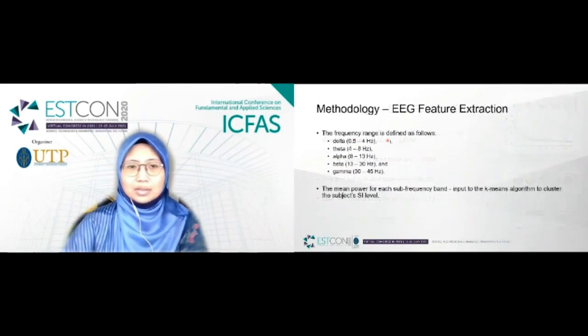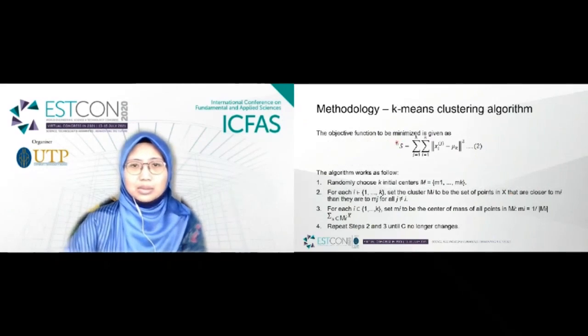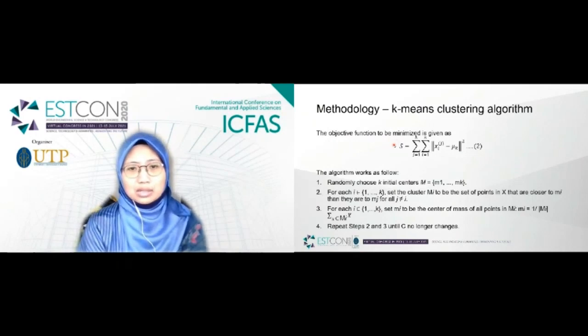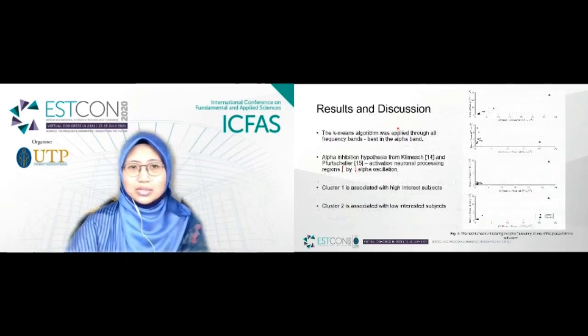The EEG features were calculated for each sub-frequency, and served as input to the K-means clustering algorithm to cluster the students' situational interest level. Here is how the K-means clustering algorithm works: the objective function is to minimize the distance between a set of points and the center of the cluster. Here is the result. After K-means clustering was applied across all the frequency bands, it showed the best result only in the alpha band.